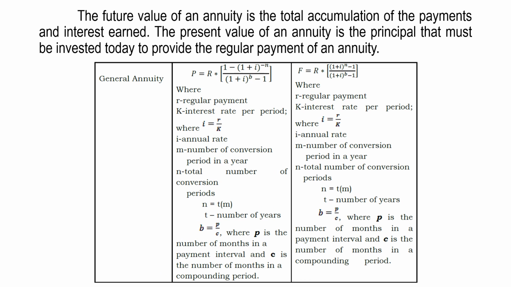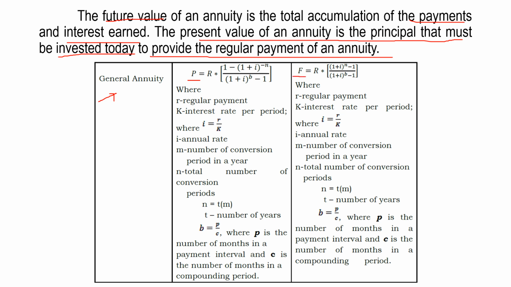Here, the future value of an annuity, which is now for your general annuity, is the total accumulation of the payment and interest earned. It's the same definition as with your simple annuity, but a different concept. The present value of an annuity is the principal that must be invested today to provide the regular payment of an annuity. Now, for your general annuity, let's deal with your present value and your future value.